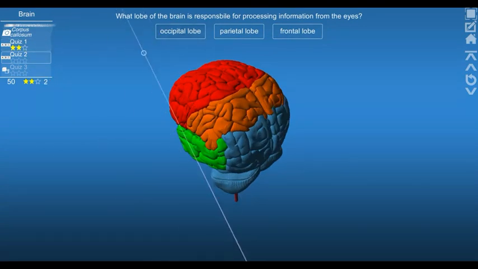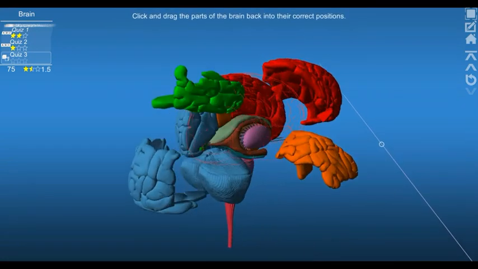And let's do that again here. I'm going to go with frontal lobe versus parietal lobe, and then finally I'm going to get the answer correct with the occipital lobe. And again, you'll be able to see how that updates.